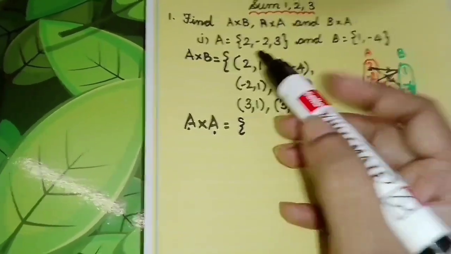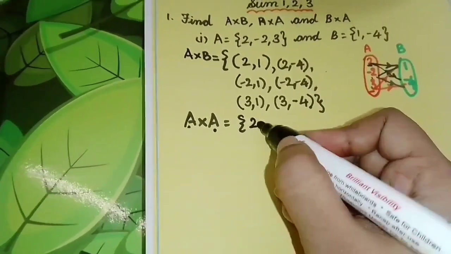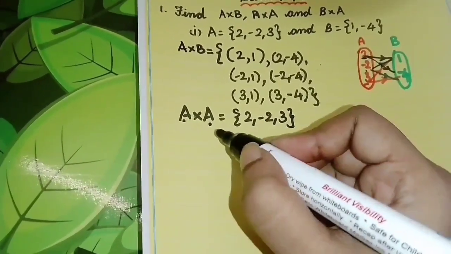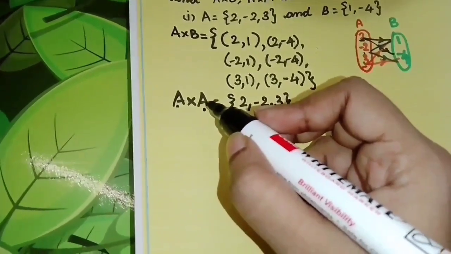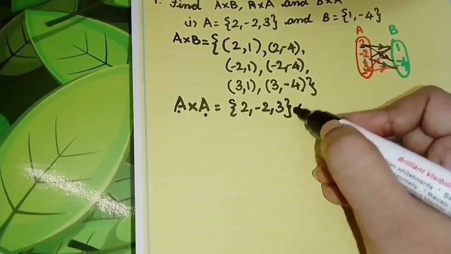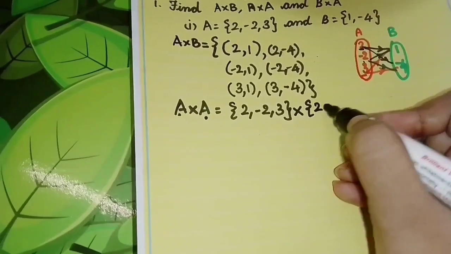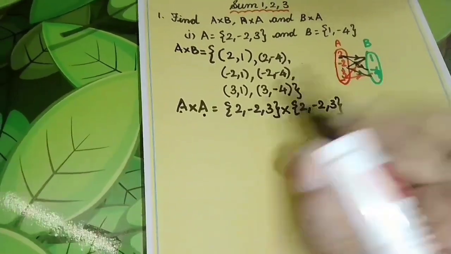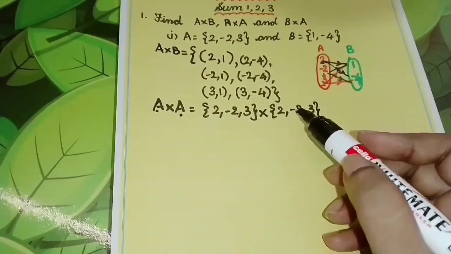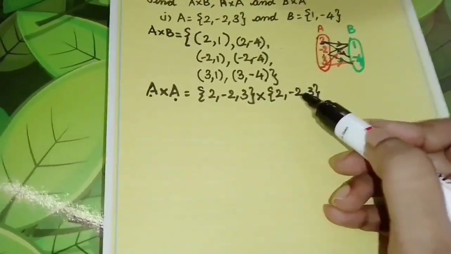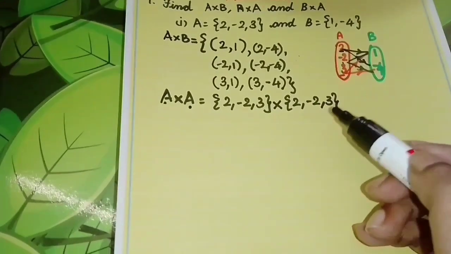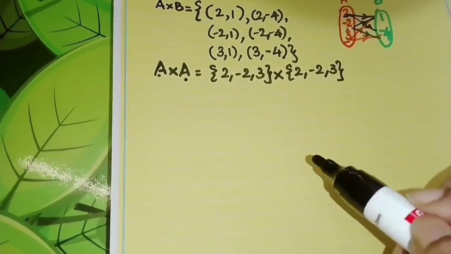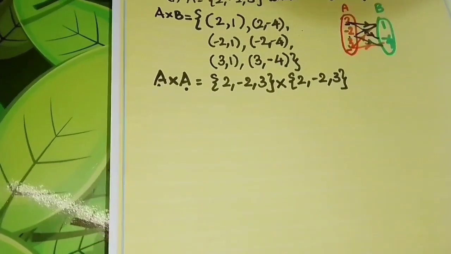So what is the set A? The set A contains elements 2, minus 2, 3. Okay. It is going to form cross product with itself. So write it again. Cross 2, minus 2, 3. Got it? Okay. So the set B is here set A itself, right? So we have to write it twice. For this problem, we'll use arrow diagram, and for the future problems, we'll write cross product directly.